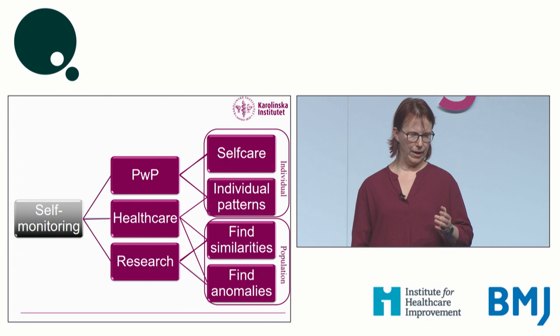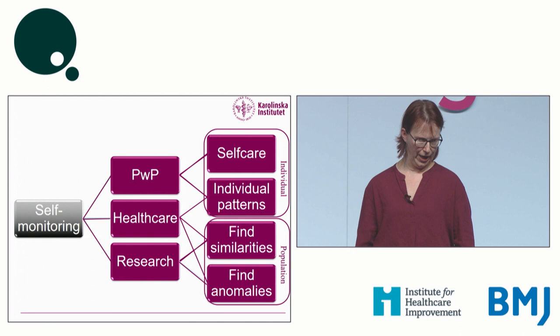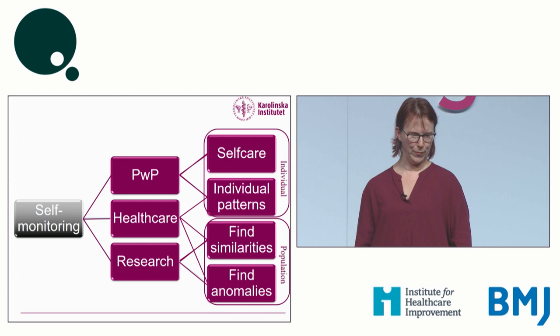there are gains to be made on all levels of this. From people, PWP means people with Parkinson's in this case, but it can be any patient really with a complex condition. And how we can gain individual knowledge on self-care and finding individual patterns. But also on a population or group level, you can find similarities between different patients and anomalies that you can base research on and build further on.